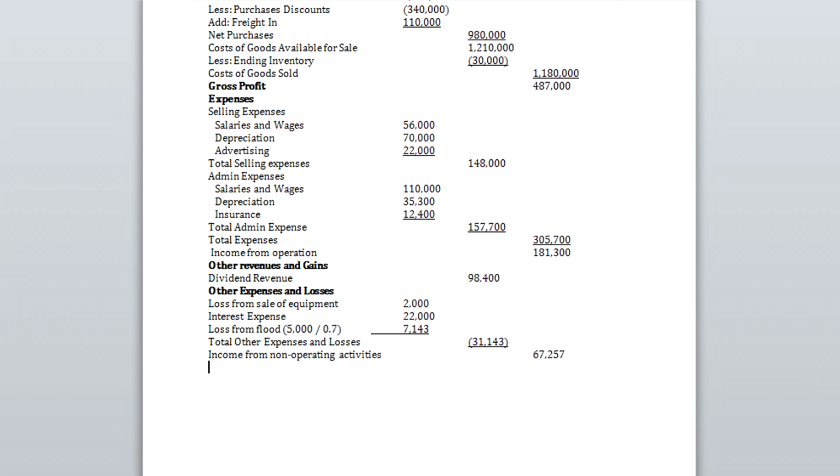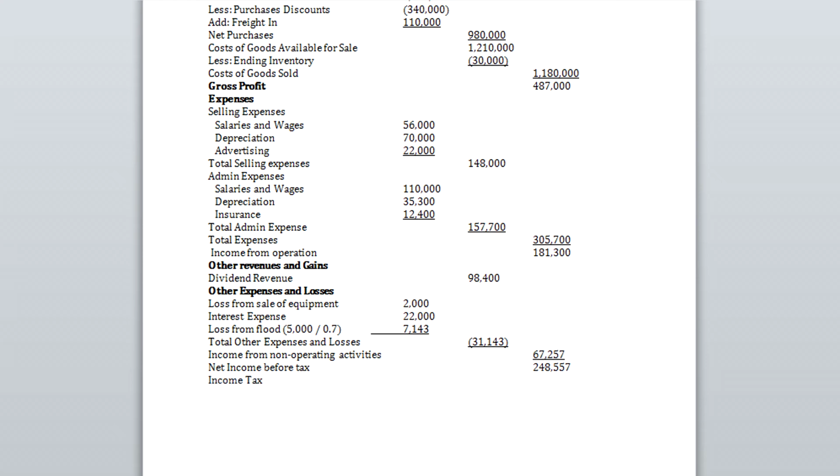Next, like I mentioned, this is where we do our income tax. First thing, though, is we want to figure out what our net income is before tax, which is simply going to be our income from operations, plus our income from non-operating activities. We add these things together, and that gives us our net income before tax, $248,557,000.